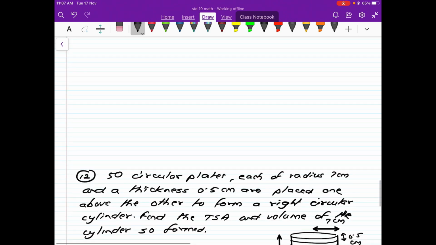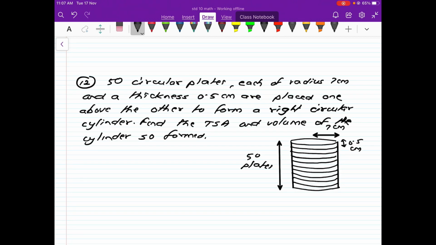Now comes the 12th sum. The 12th sum is 50 circular plates, normal plates we have in hotels and all that. Those circular plates, each of radius 7 centimeters and thickness 0.5, are stacked one upon the other. Now when they are stacked, they will form nothing but a cylinder. So we have to find the TSA and the volume of this cylinder.